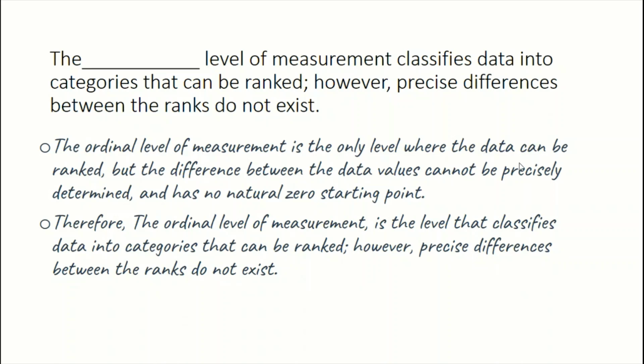The dash level of measurement classifies data into categories that can be ranked. However, precise differences between the ranks do not exist. The ordinal level of measurement is the only level where the data can be ranked, but the difference between the data values cannot be precisely determined, and has no natural zero starting point. Therefore, the ordinal level of measurement is the level that classifies data into categories that can be ranked. However, precise differences between the ranks do not exist.